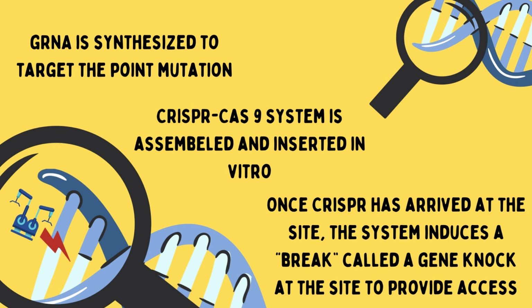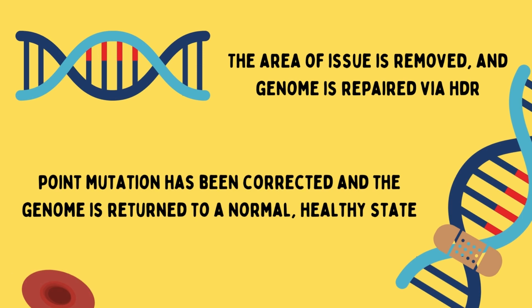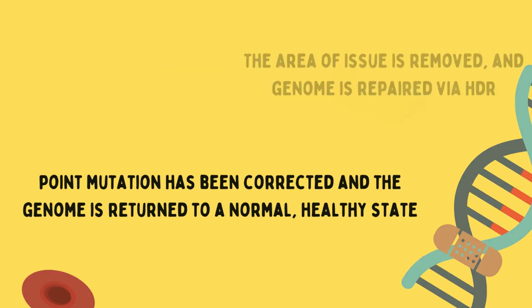The CRISPR-Cas9 complex identifies the targeted mutation through binding to PAM and induces a break called a gene lock at this site to provide access to the targeted DNA. With this break, the point mutation is cleaved off. Subsequently, the genome repairs through HDR, as the CRISPR-Cas9 complex provides a donor template off which the cell will synthesize the correct complementary strand without the harmful mutation. Ultimately, the point mutation has been corrected and the genome is returned to a normal, healthy state.